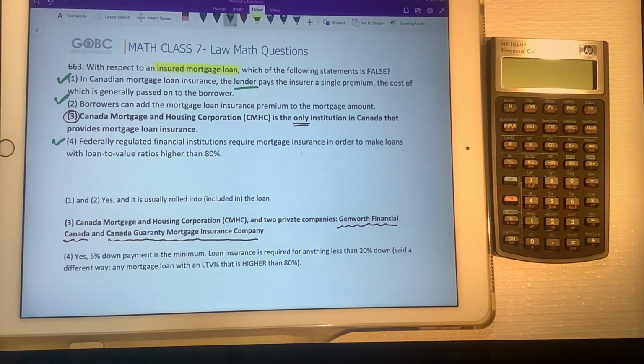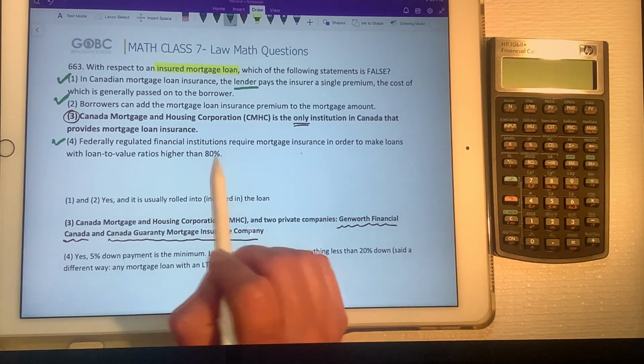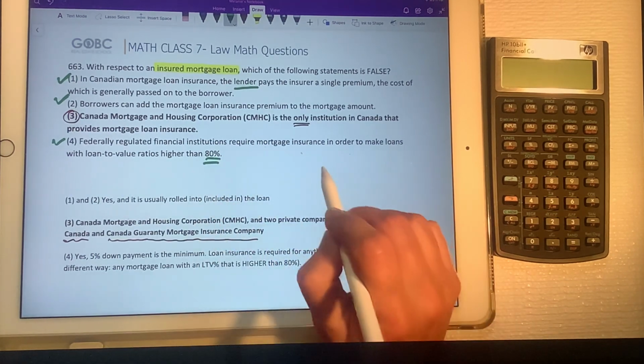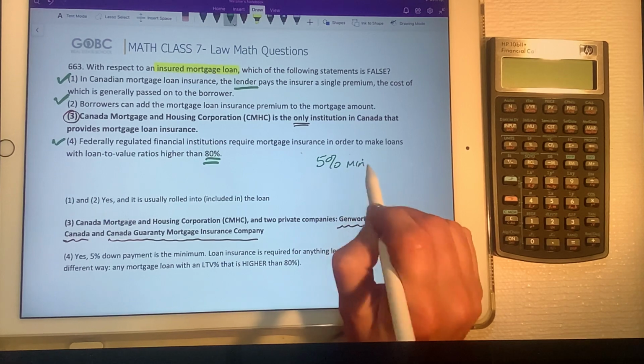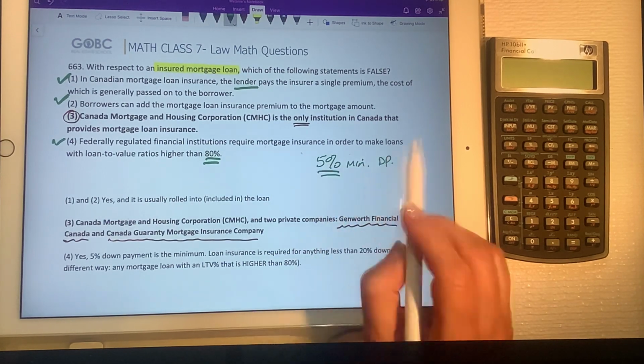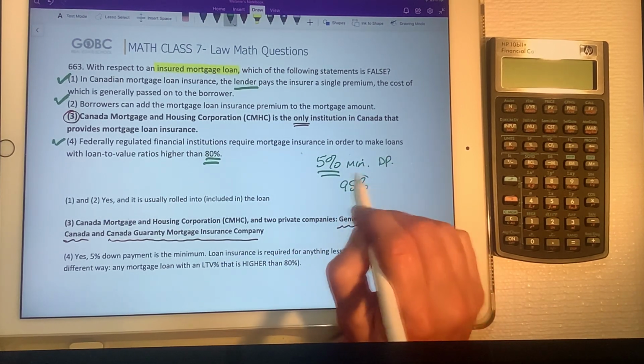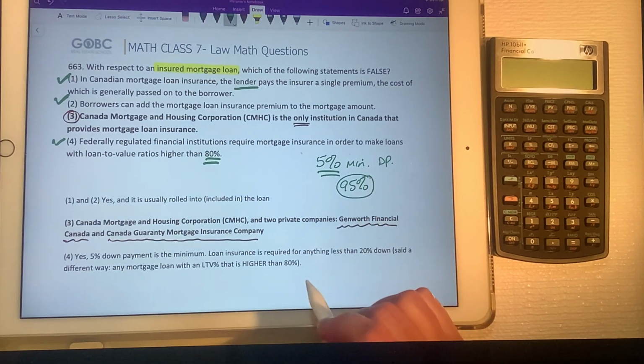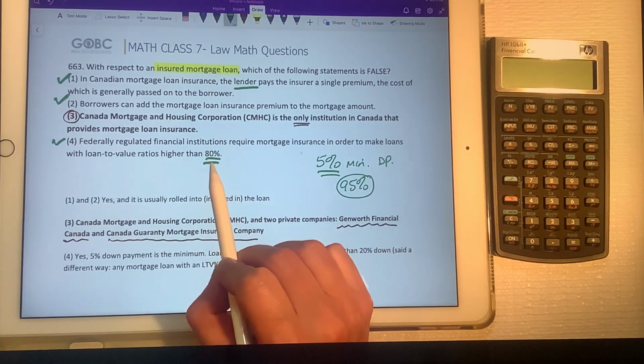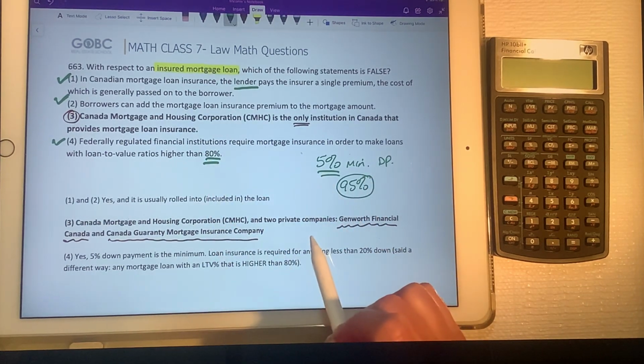And then number 4 says federally regulated financial institutions require mortgage insurance in order to make loans with loan to value ratios higher than 80%. So this is true. So remember I was saying before that you have a 5% minimum that you need to have as a down payment. So if that were the case, then that would mean you would have a loan to value ratio of 95%. So if it's above 80%, it needs to be insured. It has to be insured.